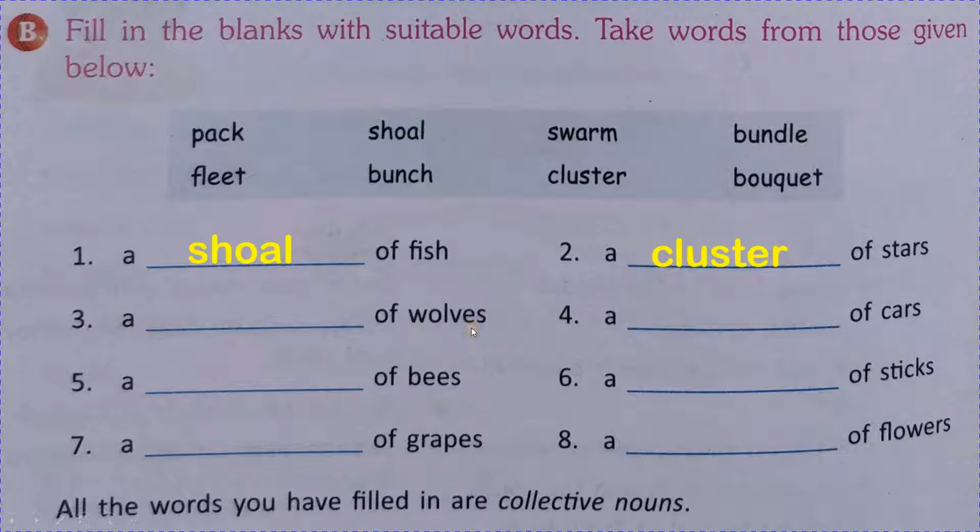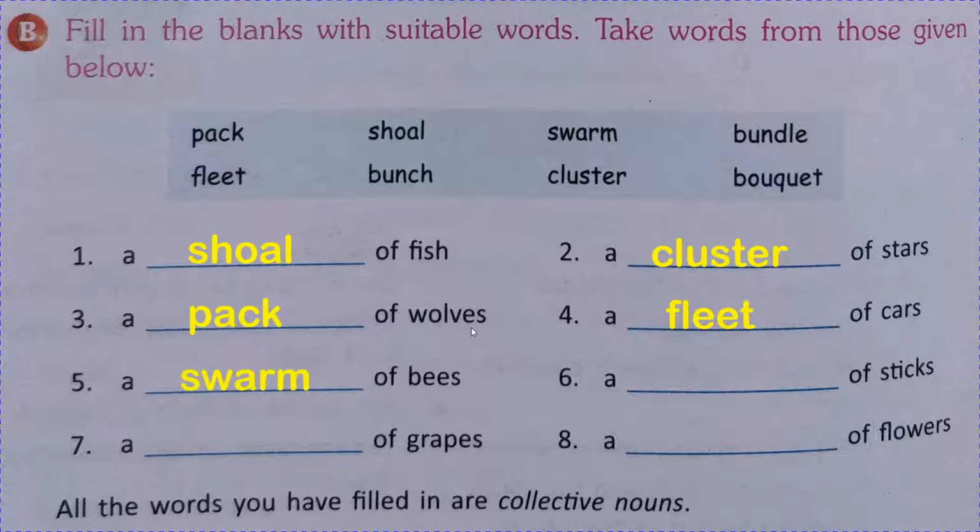A dash of wolves. So just now you have read about sheep. What we have read about sheep, children? Okay, for sheep we write something else, but here for wolves we will write a pack of wolves. A herd of sheep we write, but here a pack of wolves. A dash of cars. For cars we write a fleet of cars. Okay, next for bees we write a swarm of bees.